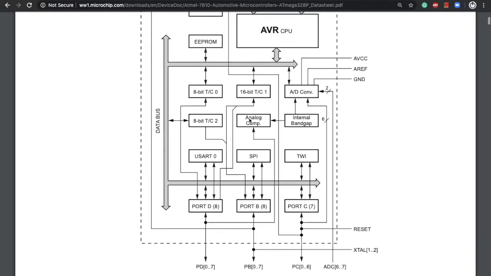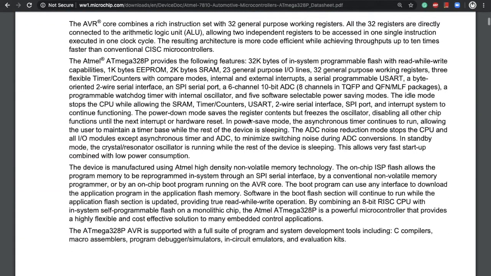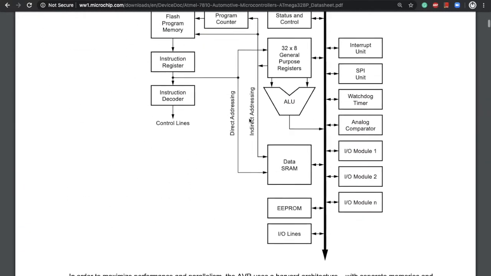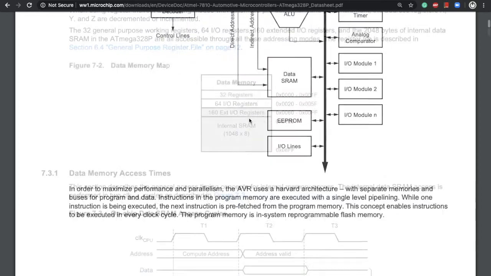This is the block diagram, which tells you how each of the components are related to each other, and how each of them are interacting with each other. And this is the AVR architecture of the controller.